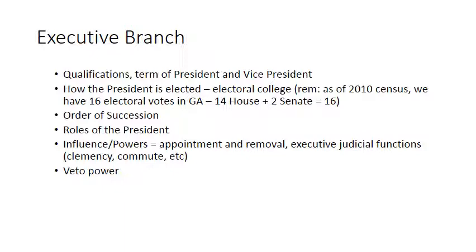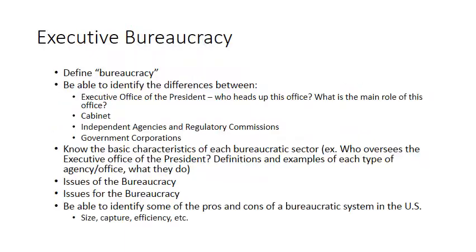And then finally, veto power. Now the president does, yes, have the power to veto a bill, but what are the ideas of a pocket veto? Or what happens after 10 days if he doesn't sign? Does it become law? Does it veto? Make sure you understand all of the veto powers the president has as well.